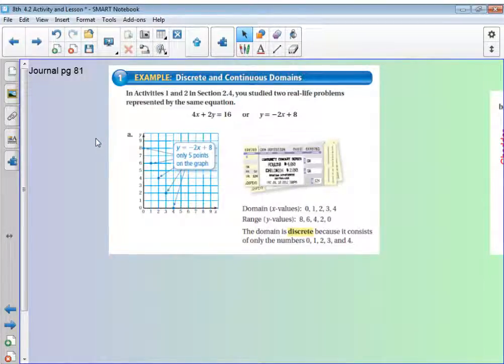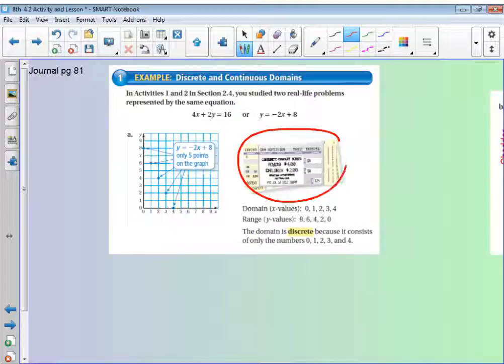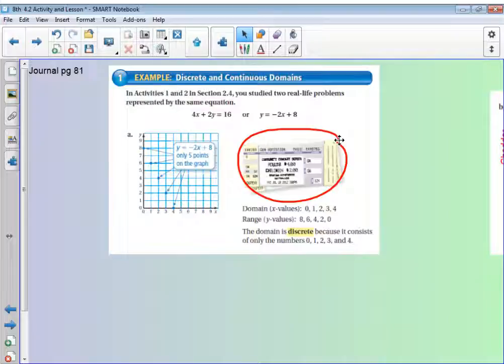So on page 81, we're going to review a story problem that we actually worked with back in chapter 2. It says in activities 1 and 2, so this is number 1, in section 2.4, you studied a real life problem that represented this same equation. Here, if you look at the tickets on the right-hand side of the screen, these tickets were being sold to what looks like a music concert or something. And it says on there that adults are $4 and children are $2. So that's telling us how much each one of them costs.